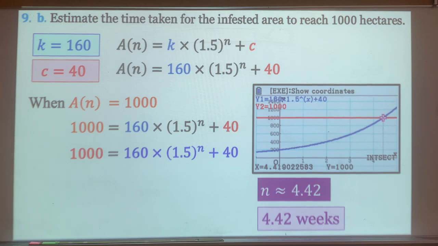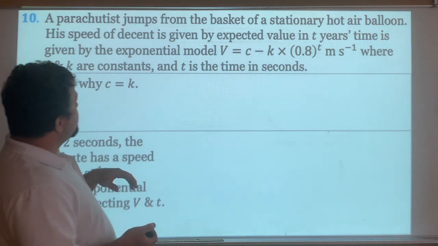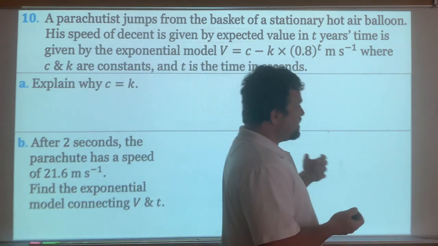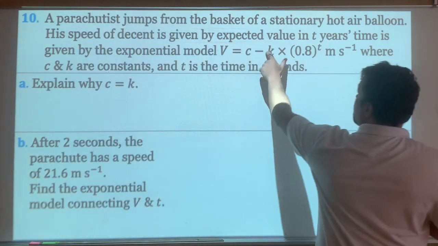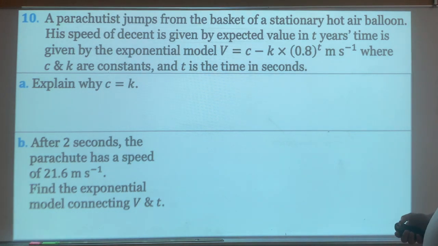Last problem of this set, then we're at the halfway point. A parachutist jumps from the basket of a stationary hot air balloon. His speed of descent is given by the exponential model V equals C minus K times 0.8 to the T meters per second, where C and K are constants and T is the time in seconds.